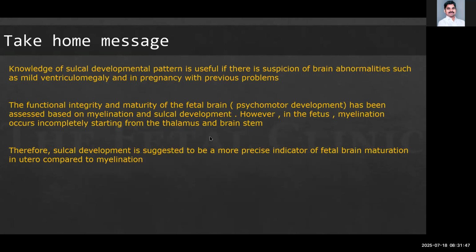So take home message: knowledge of the sulcal development pattern is useful if there is suspicion of brain abnormality such as mild ventriculomegaly, and in pregnancy with previous problems. The functional integrity and maturation of the fetal brain, psychomotor development, has been assessed based on myelination and sulcal development. However, in the fetus, myelination occurs incompletely, starting from the thalamus and brainstem. Therefore, sulcal development is suggested to be a more precise indicator of fetal brain maturation in comparison to myelination.